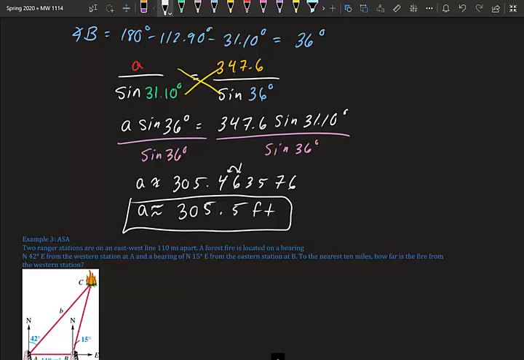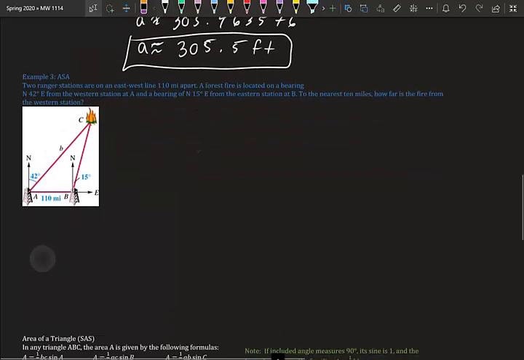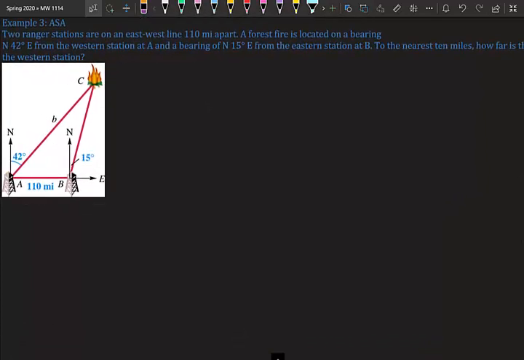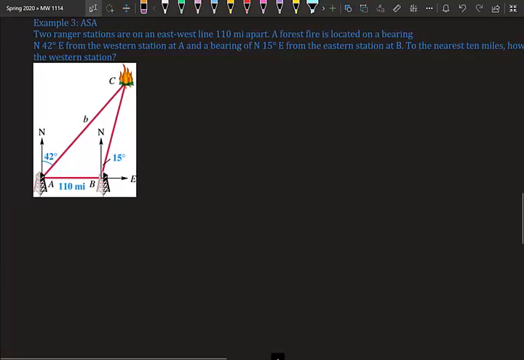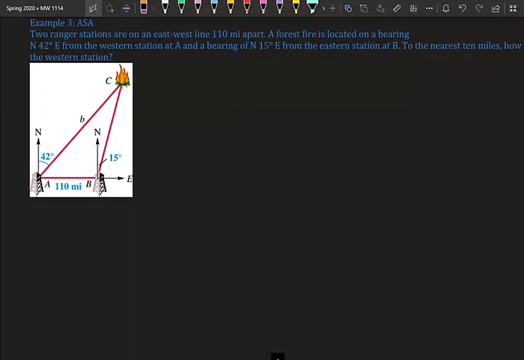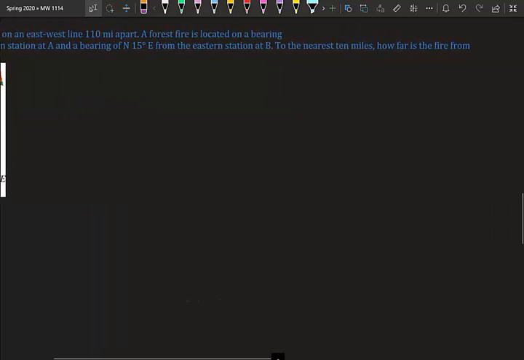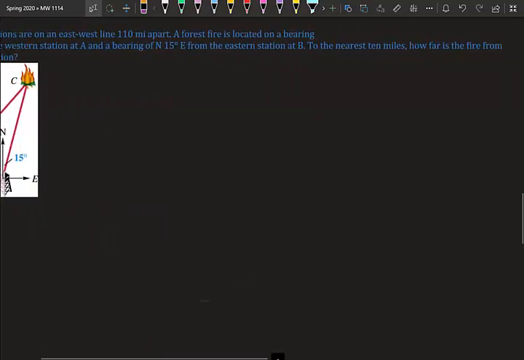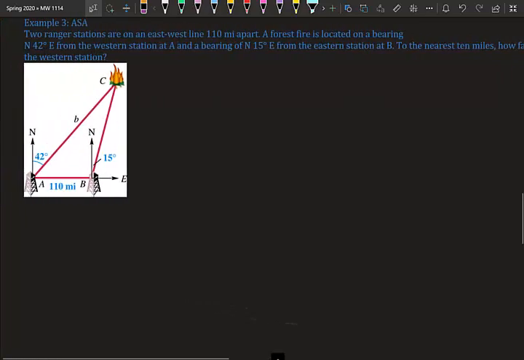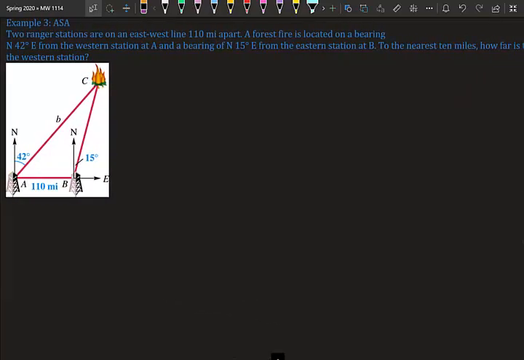Alrighty. Two ranger stations are on an east-west line, 110 miles apart. A forest fire is located on a bearing of north 42 degrees east from the western station at A and a bearing of north 15 degrees east from the eastern station at B. To the nearest 10 miles, how far is the fire from the western station? What we're actually trying to find is this side right here.